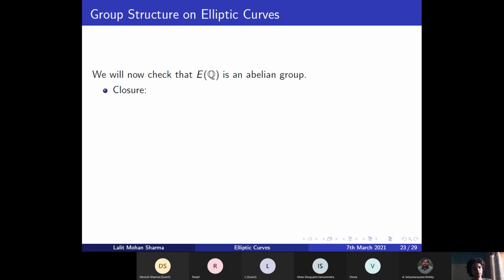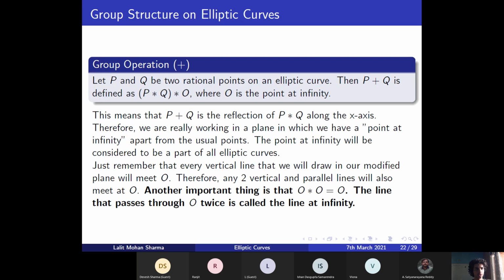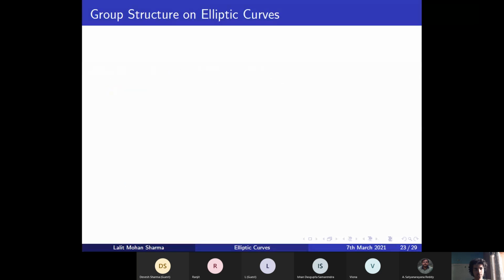So now we are going to prove that E of Q is an abelian group. I hope everyone understood the operation. We'll try to prove that the set of rational points on an elliptic curve forms an abelian group. So can anyone tell me how we'll prove closure? If you have two rational points, P and Q, is P plus Q, which is P star Q star O, also going to be a rational point on the curve?